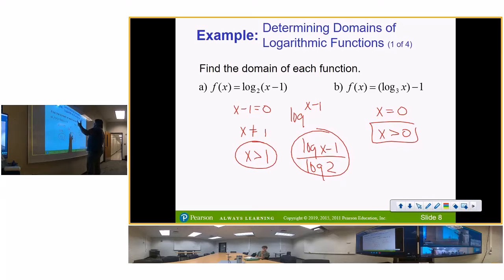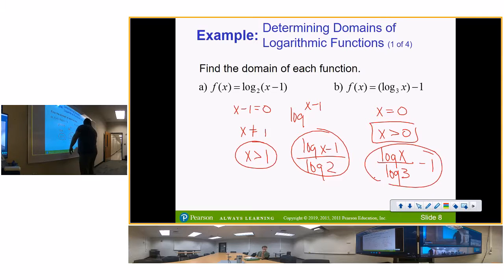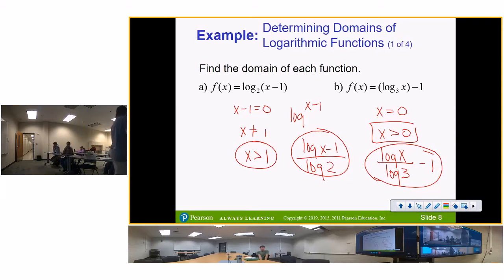They're not asking for the range, they're just asking for the domain. Here, you got to be careful because that 1 is not connected to this x. So this is what you got to work with, the change of base. So that's going to be log of x over the log of what? Minus what? And you graph that to visually see the domain and range. Okay? So set the denominator equal to 0 or graph it.